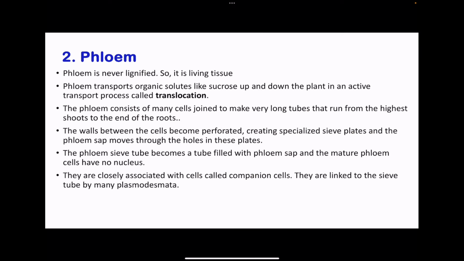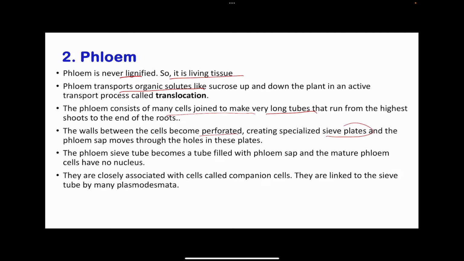Moving on to the phloem, it is never lignified, so it's living tissue, and it's where the transport of organic substances like sucrose occurs up and down the plant, and this translocation process requires ATP because it's an active process. Phloem consists of many cells. These are going to be joined to produce very long tubes from the highest shoot to the end of the root. The walls between these cells are going to be perforated, creating what we call sieve plates, and these sieve plates are going to allow the movement of sap through them.